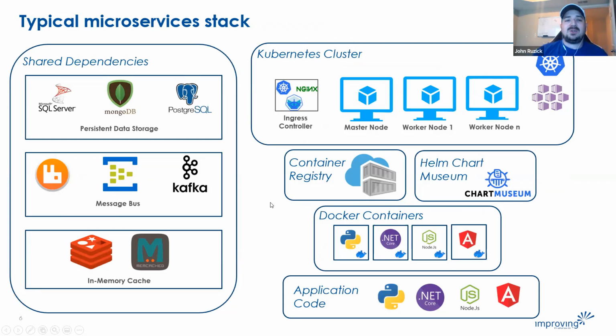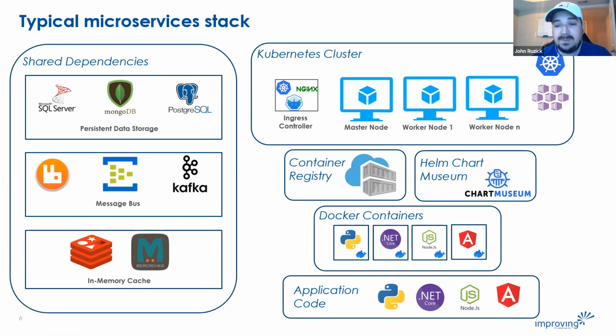So what does a typical microservices stack look like? I know I'm involved with this heavily right now, doing some of the projects that I'm doing. So it kind of starts off here in the bottom right, your application code. Got Python, .NET Core, Node.js, an Angular SPA application. Be any type of different code that you're writing for this application. And then the idea is you package that into containers. Docker is by far the most popular.